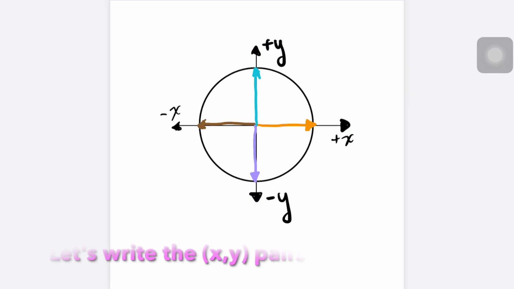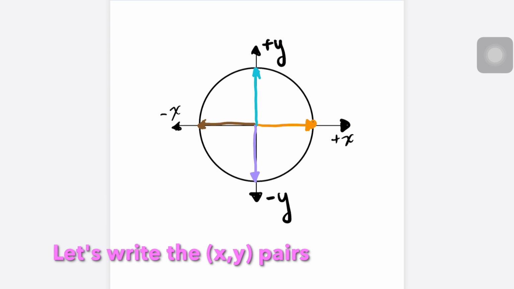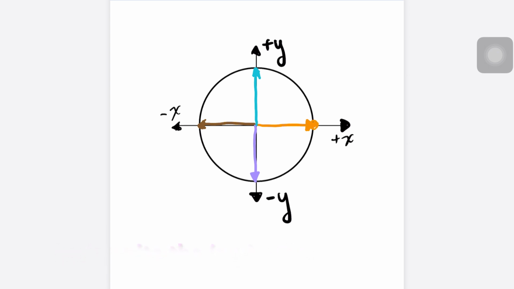Let's start by thinking about the Cartesian coordinates. Let's write the xy pairs that lie along each axis as I've shown in the figure. So my first one that lies on the positive x-axis, that's going to be 1, 0. It has no y value, so that's why it has 0. My next location that I'm interested in thinking about in terms of an xy pair is the one that lies directly on the y-axis. And so that's going to be a 0 for x and a positive 1 for y.